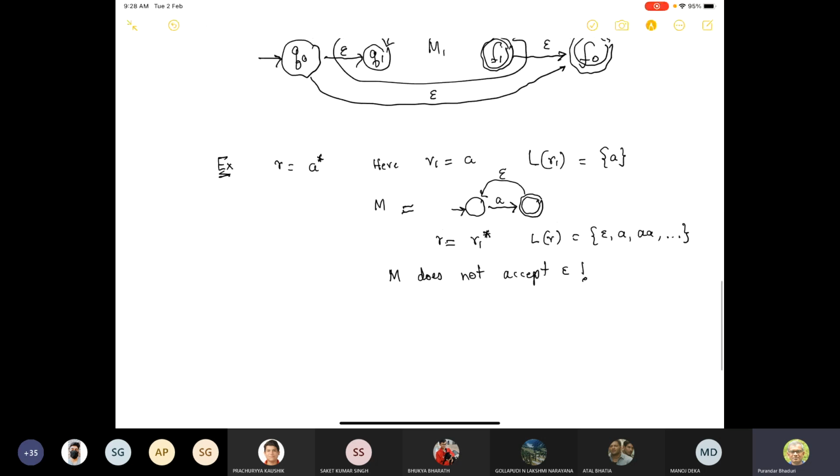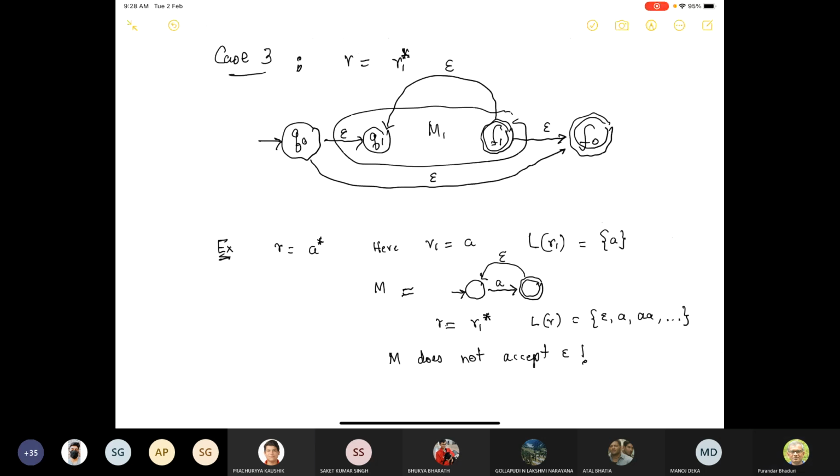Yeah, tell me. Sir, actually, the thing is that the epsilon transition is from the final state to the initial state, and it can go back to the final state only if it is accepting the symbol A. Then in that case, why is the regular language accepting epsilon? And secondly, what should be the actual state so that it only accepts the A and all, but not the epsilon?